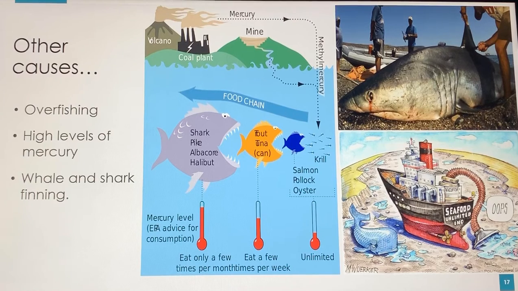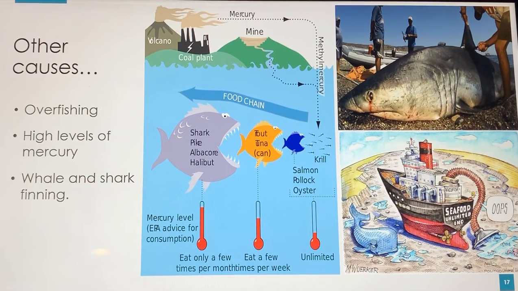Other causes. Overfishing. Overfishing can weaken and destroy the environment and disrupt the food chain, reduces the harvest of targeted fish, endangers marine species, and if the food chain is disrupted, it causes a domino effect on all living organisms.